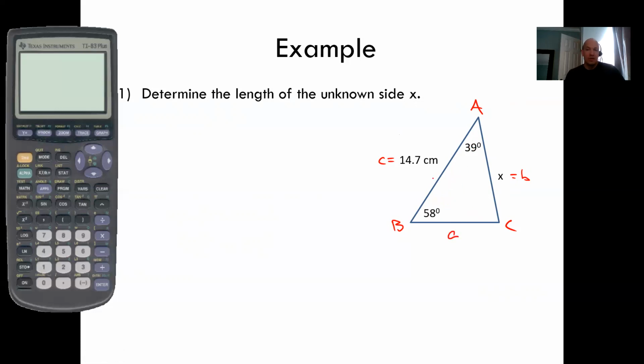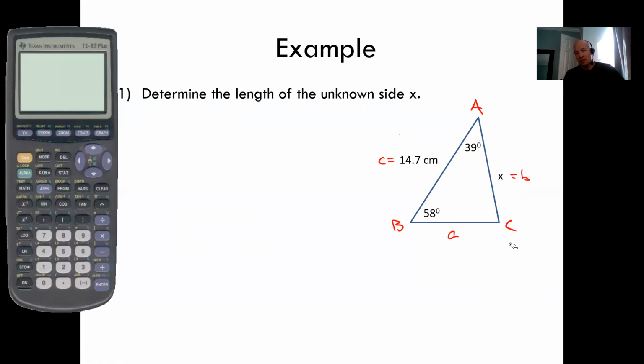To use sine law effectively, we have to have a known side-angle pair and an unknown side-angle pair. By that I mean, if I have side C here, I really need to know angle C, because I have a known angle B, but an unknown side B. So I do have to do a little tiny bit of work before I can use sine law. Also, I know angle A, but I don't care about side A, so that's not worth figuring out at all.